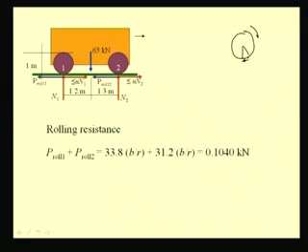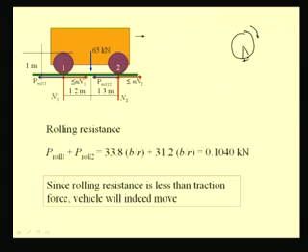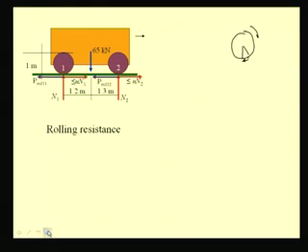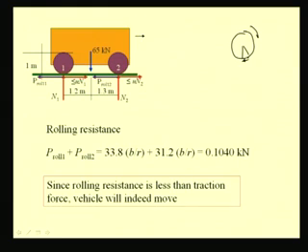We know the radius of the wheel as well as the coefficient of rolling resistance, from which we find the total rolling resistance as 0.1040 kilonewtons. And since this value is less than the traction force, which we have found to be 0.325 kilonewtons, the vehicle will indeed move. We will see one more example.